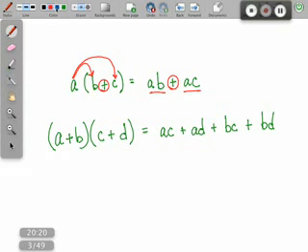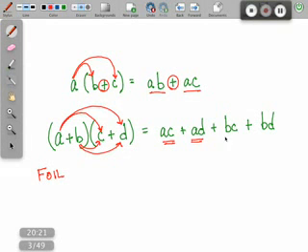That law continues. In the US, we often say the word FOIL for this second case here, where we have two binomials added together. And FOIL stands for the acronym first, outer, inner, last. And what do I mean by that? I mean we're going to multiply the first terms here to get AC. We're going to multiply the outer terms to get AD, the inner terms, and finally the last terms to give us respectively BC and BD.